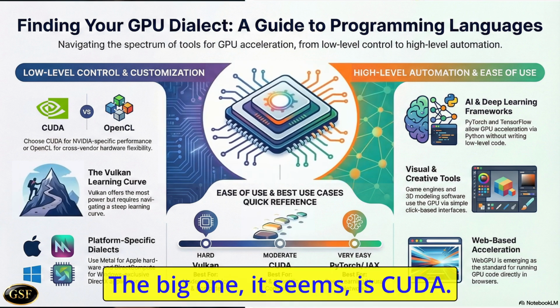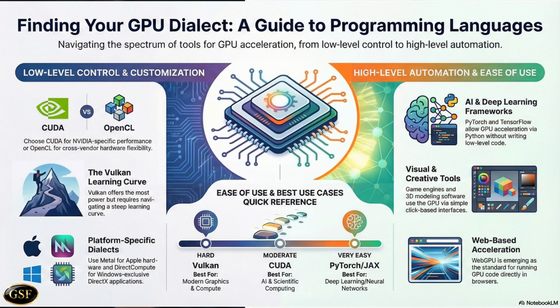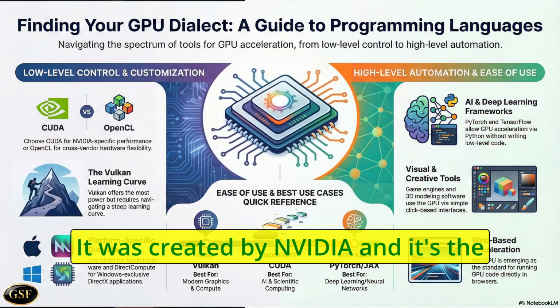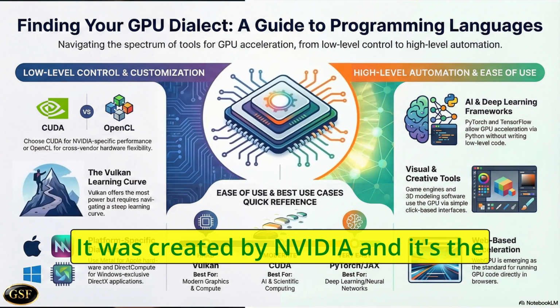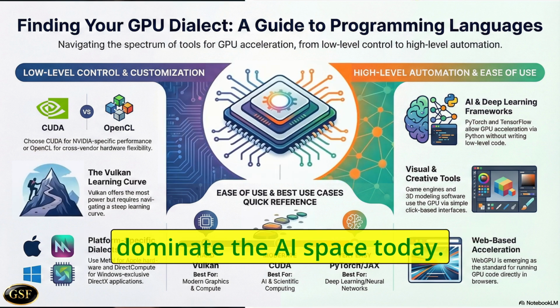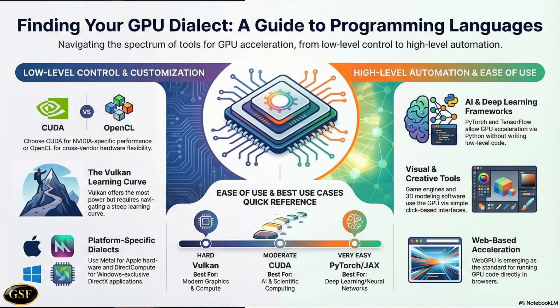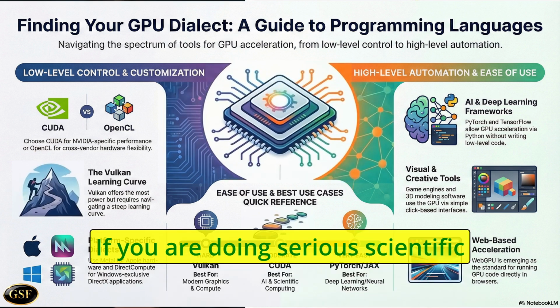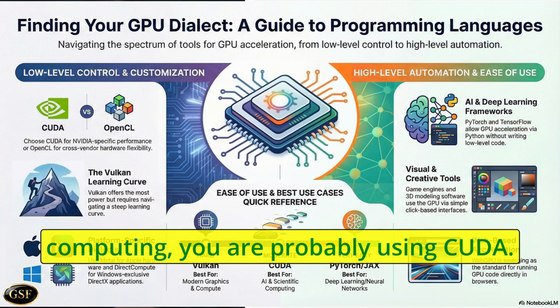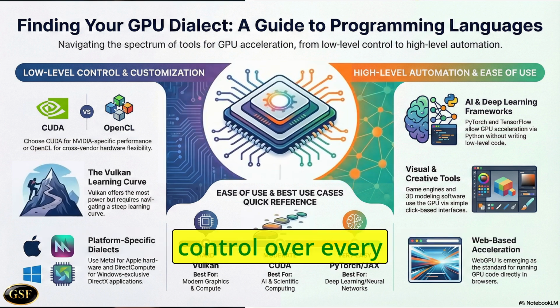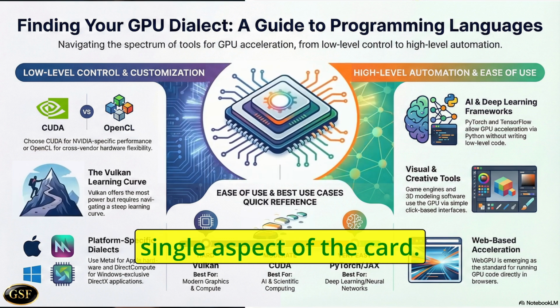The big one, it seems, is CUDA. CUDA is the heavyweight champion, no question. It was created by NVIDIA, and it's the main reason they dominate the AI space today. It stands for Compute Unified Device Architecture. And if you're serious about this stuff, if you are doing serious scientific computing, you are probably using CUDA. It gives you incredible fine-grained control over every single aspect of the card.